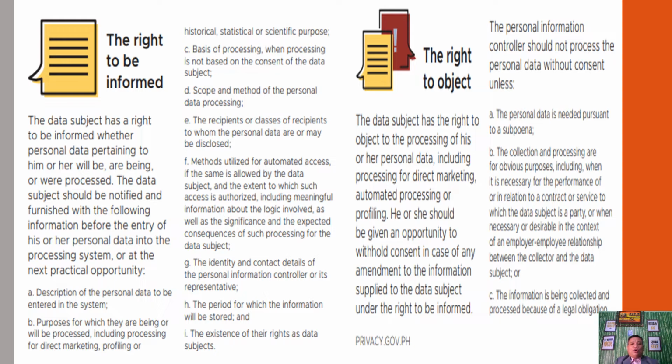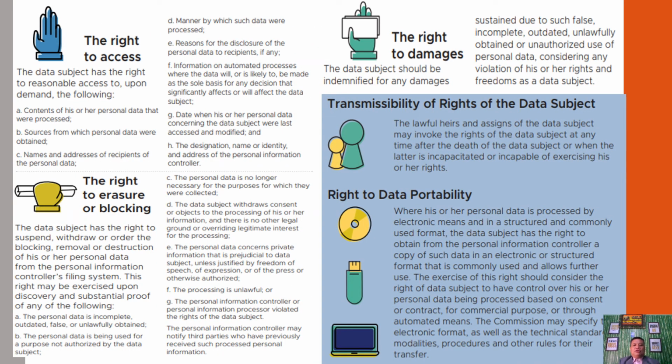Okay, the right to object. The data subject has the right to object to the processing of his or her personal data, including processing for direct marketing, automated processing, or profiling. He or she should be given an opportunity to withhold consent in case of any amendment to the information supplied to the data subject under the right to be informed. So, right to access. The data subject has the right to reasonable access, upon demand, to the following: contents of his or her personal data that were processed, sources from which personal data were obtained, and names and addresses of recipients of the personal data.